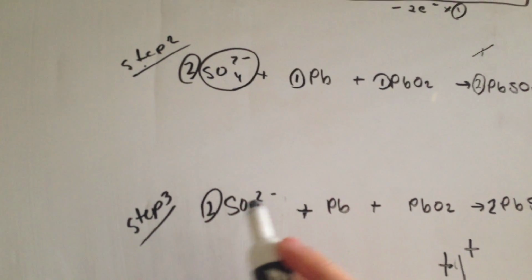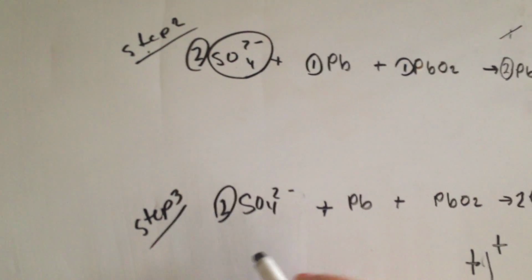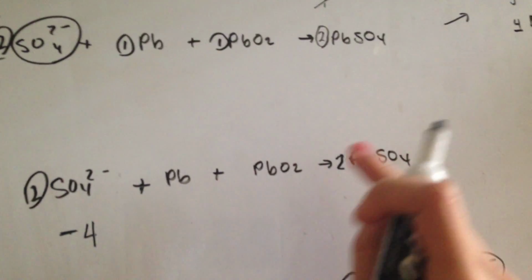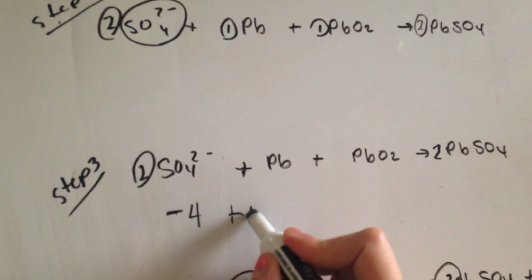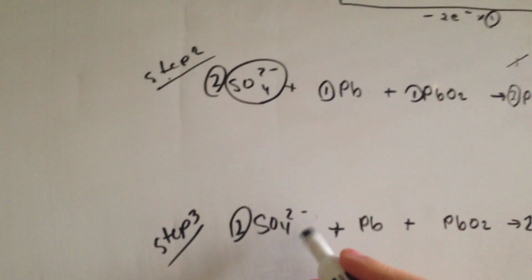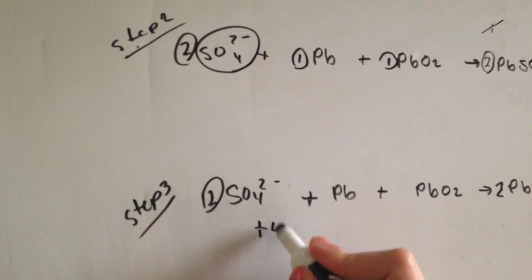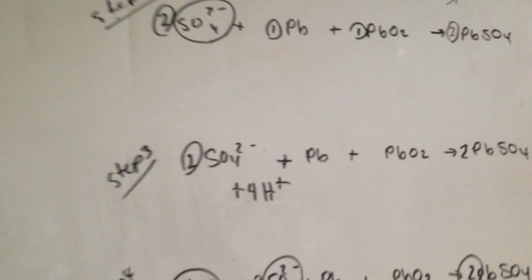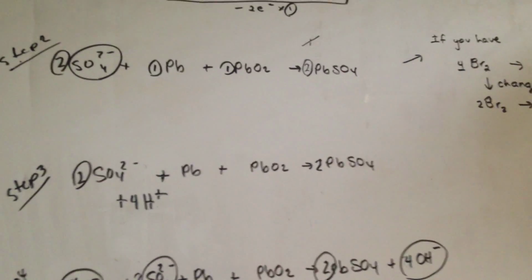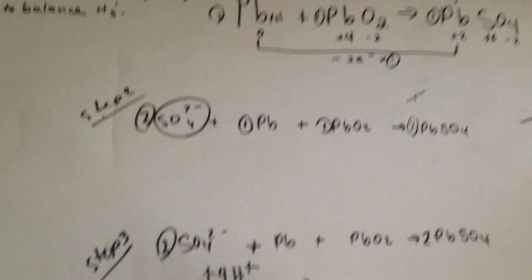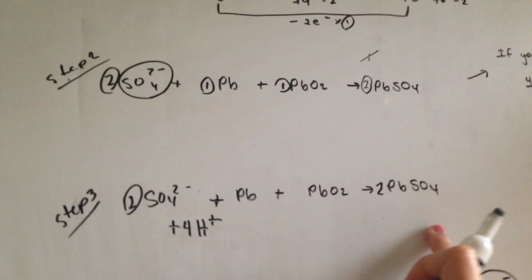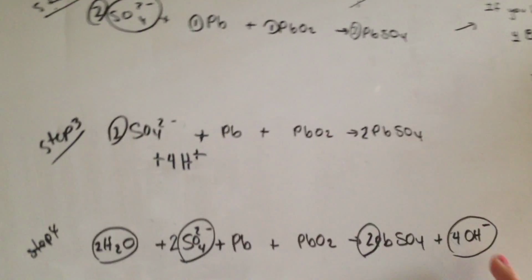So we have a -4 charge here. So let's write it down. -4 charge. And there's no charge here. So we definitely need +4 to make 0. So what I'm going to do is add 4 hydroniums. Hydroniums, plus 4 H plus. Okay? So we added that. Now let's make sure the charges are correct. So +1 times 4 is +4, -4 is 0. The charges are balanced. The last step is we need to add water.